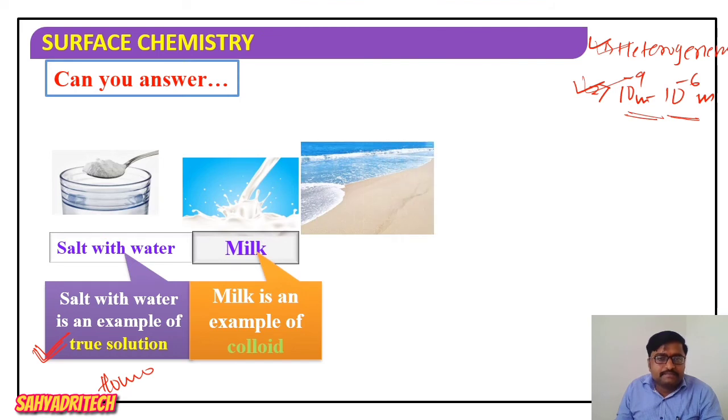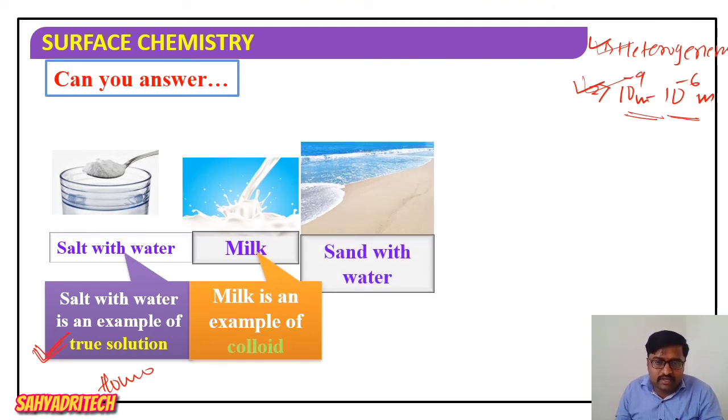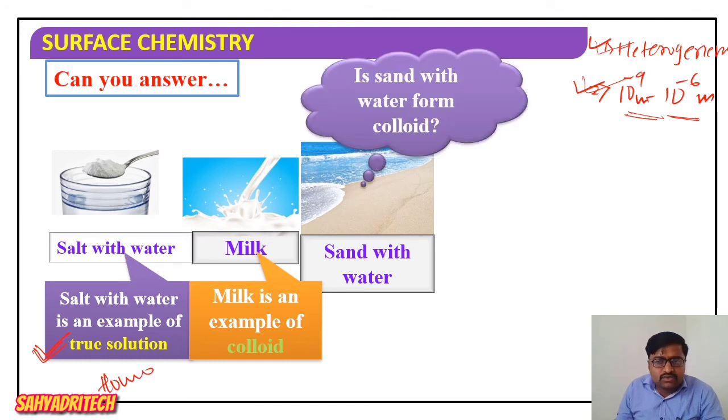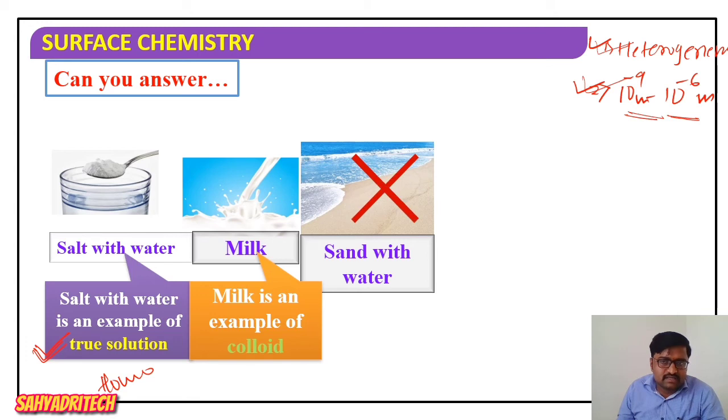One more example, if I consider sand in water, sand with water. What about particle size here? It will be greater, larger size. And whether it is homogeneous or heterogeneous, it is a heterogeneous mixture, right?